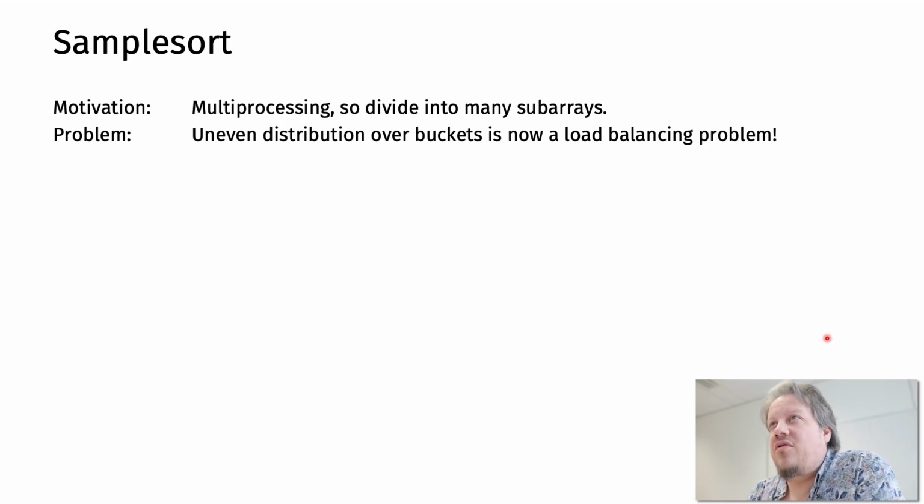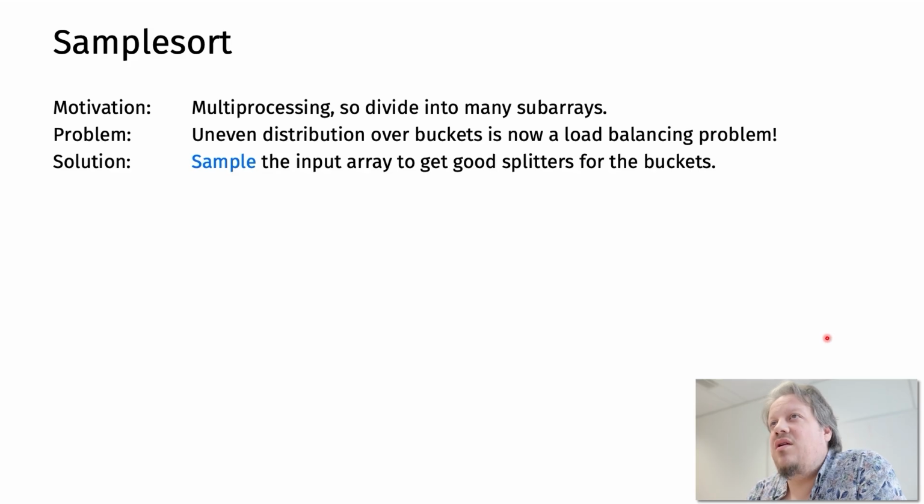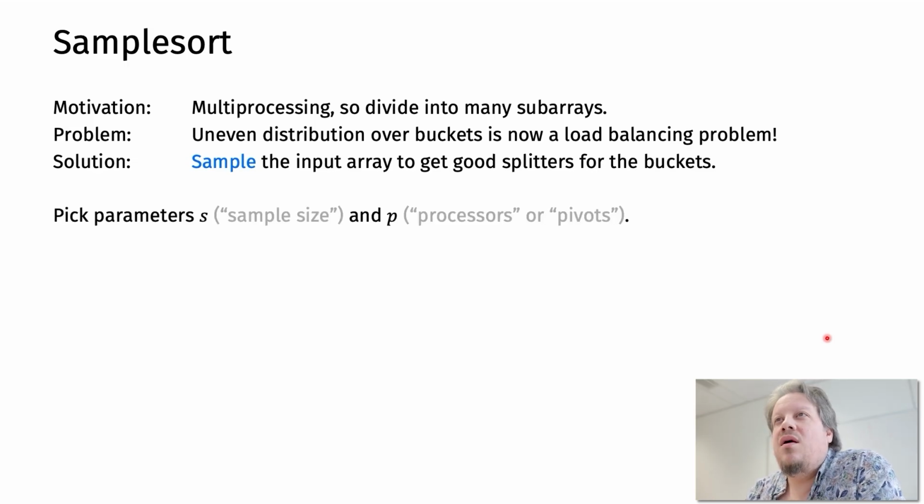So the motivation is multiprocessing. We want to divide into many subarrays. The problem for them is not memory management, it's load balancing. They want to give each of their different processors approximately the same amount of work to do. And their solution is to sample the input array to get a good set of splitters for the buckets. Kind of like pivots for quicksort, we have more of them now. It's like the values where you're going to split between the buckets. To do sample sort, there are two parameters, S, the sample size, and P, which for them would be the number of processors, but it's also kind of the number of pivots.